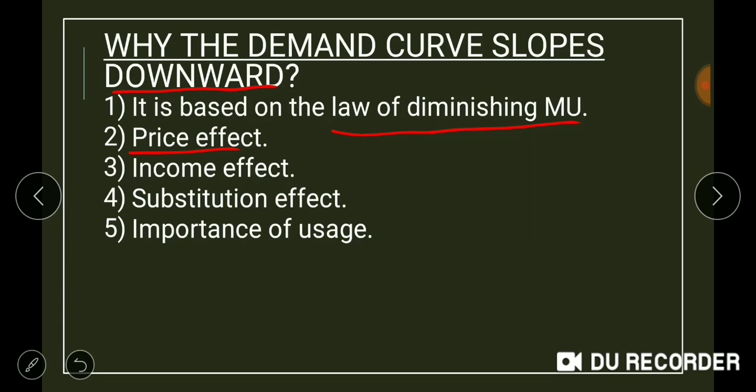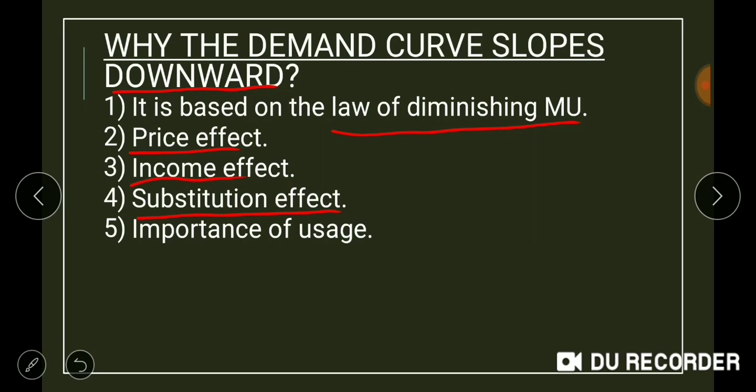Secondly, we have the price effect. When the price of a good decreases, its demand increases because more consumers want to consume it. Thus, due to the price effect, consumers consume more of the good and the demand curve slopes downward. Next, we have the income effect. A decrease in the price of a good also alters the real income of the consumer. As price decreases, the real income of the consumer increases because he has to spend less in order to buy the same quantity. This is known as the income effect, due to which the demand curve also slopes downward.